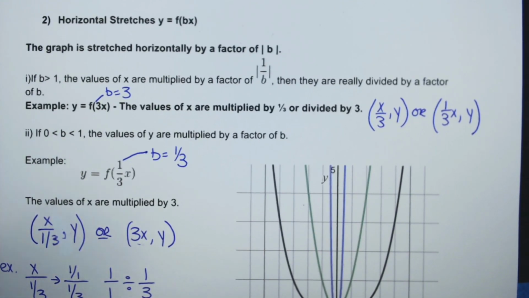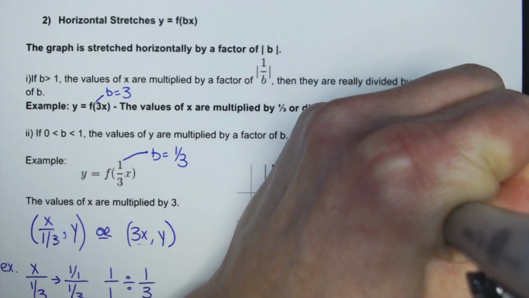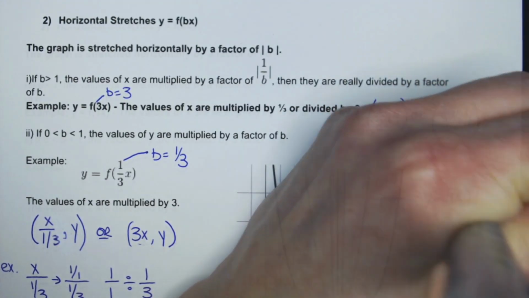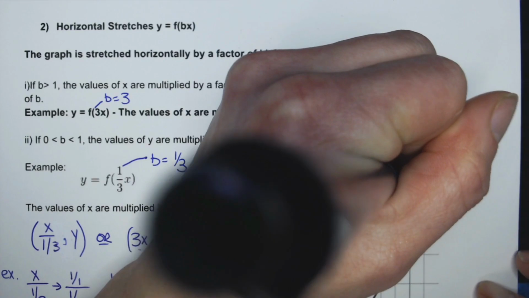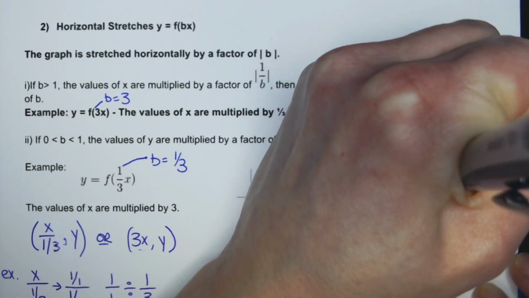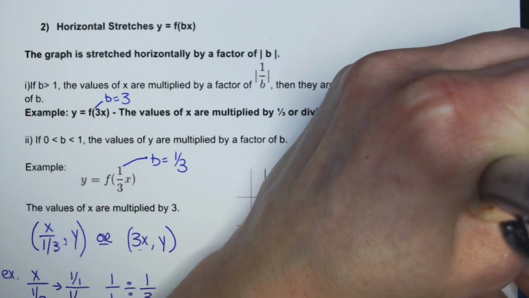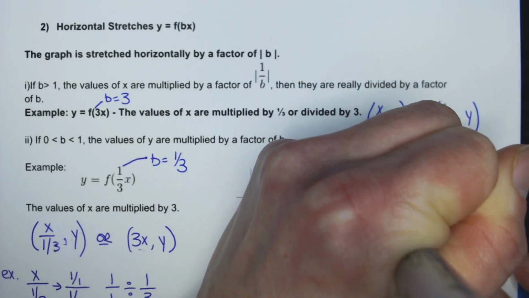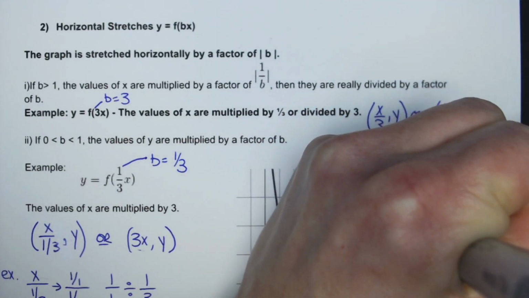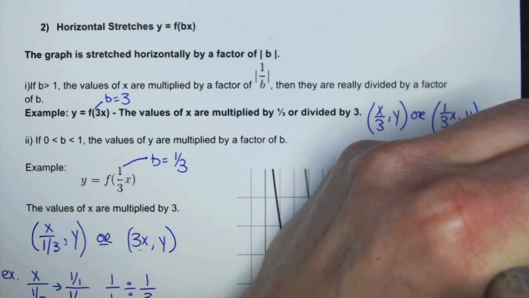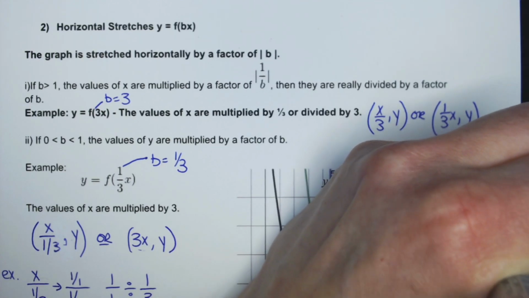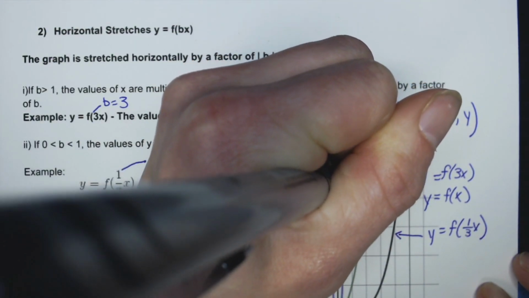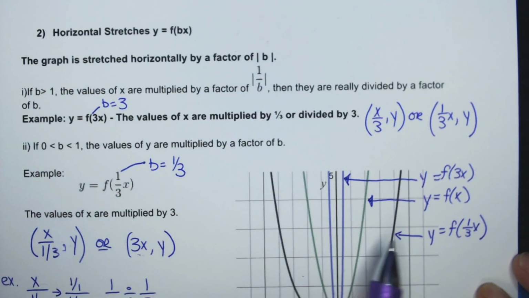Now on your graph, again, sorry, I missed labeling it. This is our y equals f of x. This one is our y equals f of 3x. And the big wide one is our y equals f of 1/3 x. So you can see if b is greater than 1, then your graph is going to get tall and skinny. If b is less than 1, it's going to stretch out and become fatter.